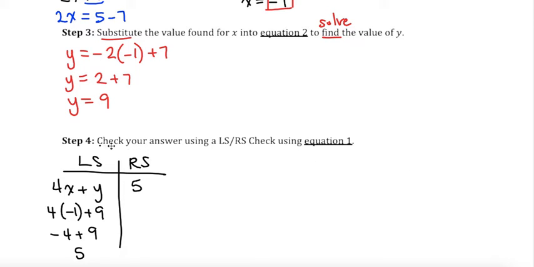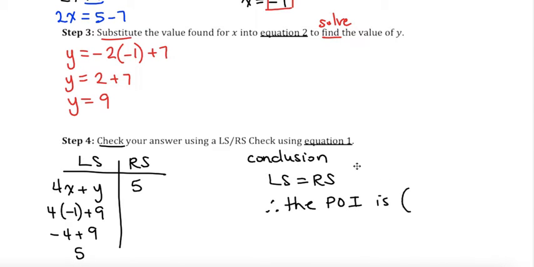So now that I've checked, I can write my conclusion. The left side equals the right side. That's what I like to see. Therefore, the point of intersection is the coordinate where the x value is negative 1 and the y value is positive 9. Let's do a couple more examples.